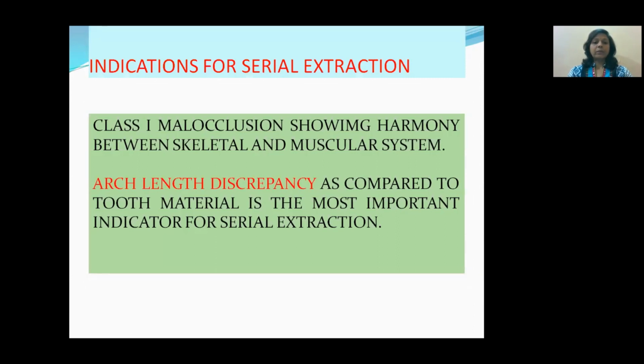Coming to the indications for serial extraction. The cases with a class 1 malocclusion showing harmony between the skeleton and muscular system. That is, there must not be any skeletal deformation present. Arch length discrepancy as compared to the tooth material is the most important indicator for serial extraction, as I said.